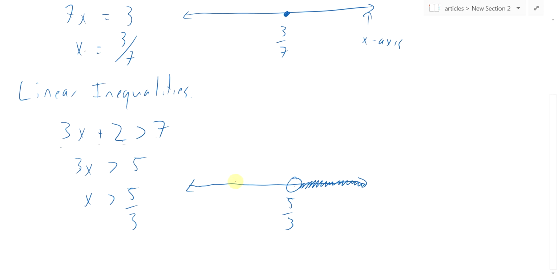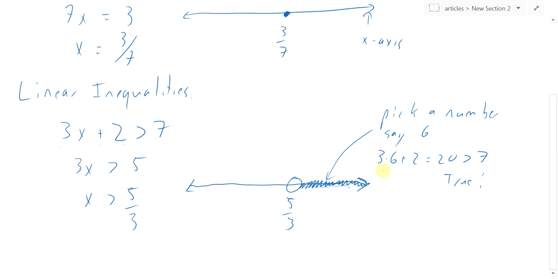Okay, so what is this picture here of this line with the circle and this shaded part scribbled in there? What does that actually mean? Well, take a number from this side. Any number. Say 6. Right? 6 is definitely bigger than 5/3. What's 3 times 6 plus 2? Well, 3 times 6 is 18, plus 2, that's 20. Is that bigger than 7? Definitely. Right? So any number that's bigger than 5/3, if I plug it in for x here, then take 3 times it and add 2, I'll get something bigger than 7.